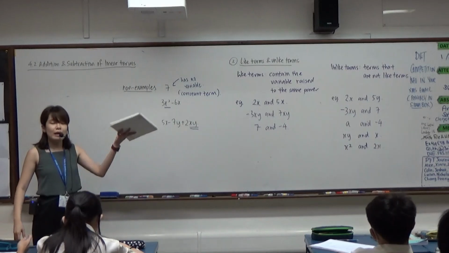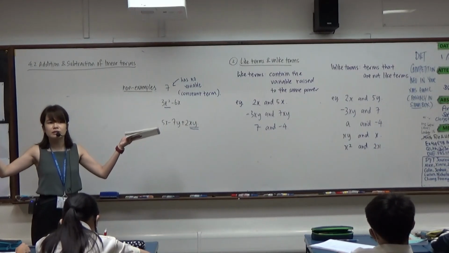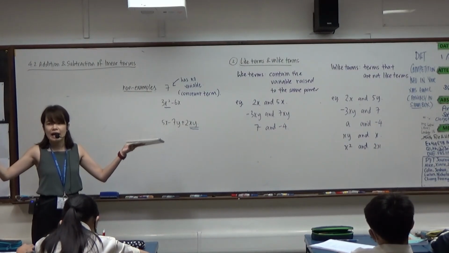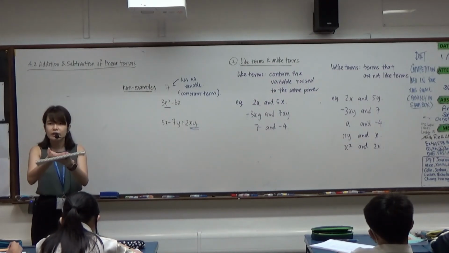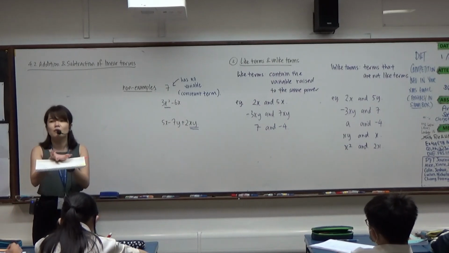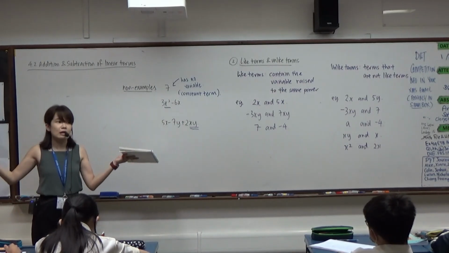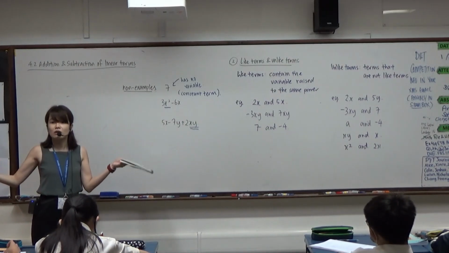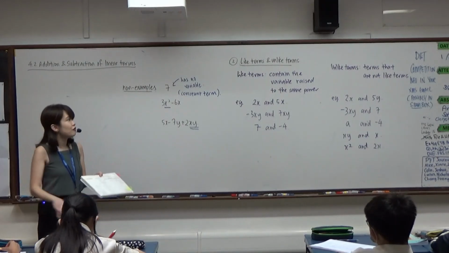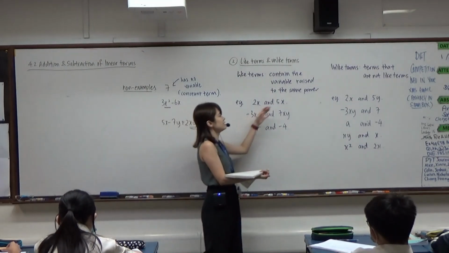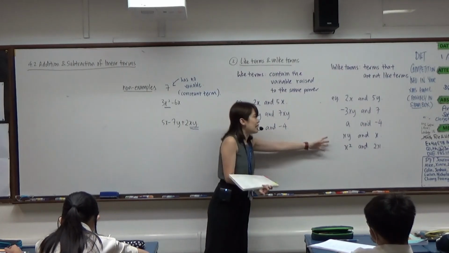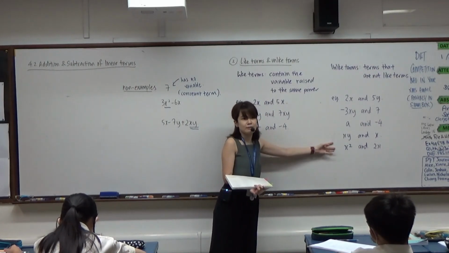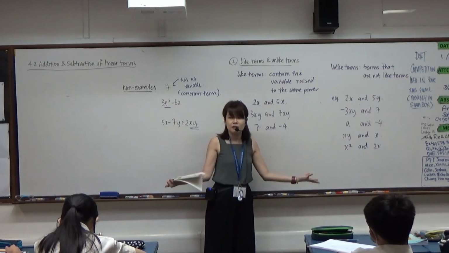If I have 2 apples here and then 3 oranges here, I can only conclude that I have 5 fruits in total. But I cannot add 2 and 3 together to say that there are 5 apples or 5 oranges, because apples and oranges are very different. I cannot add them up. So with that idea, for like terms and unlike terms, we can only add or subtract like terms, but for unlike terms, we cannot add and subtract them together because they are different from each other.